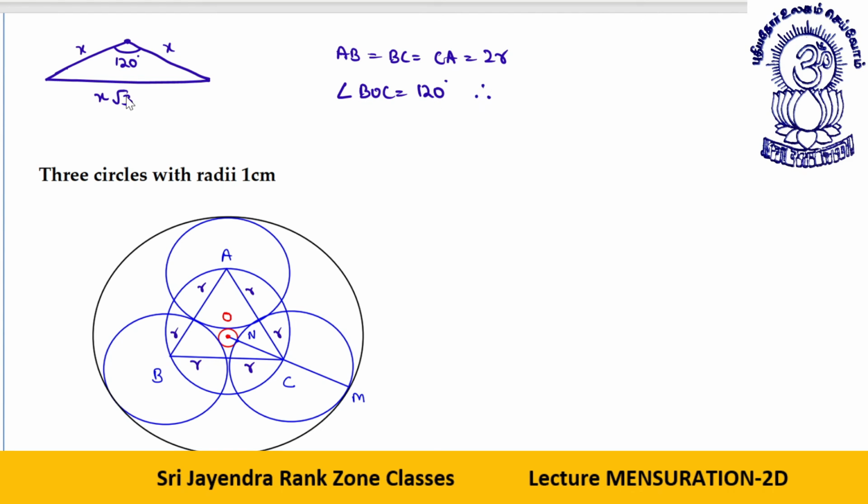Therefore, now what will happen? This is one thing, dear student. The other thing is, if let's say this angle is 120 degree, you know this side as y. This side will be y by root 3. This side will also be y by root 3. Y by root 3, y by root 3, y.